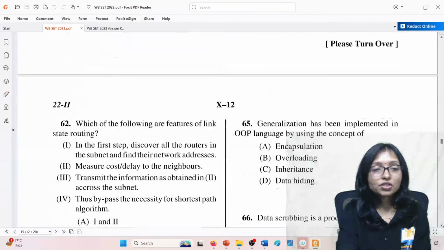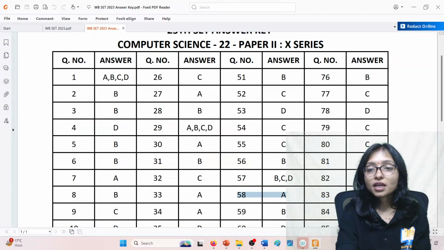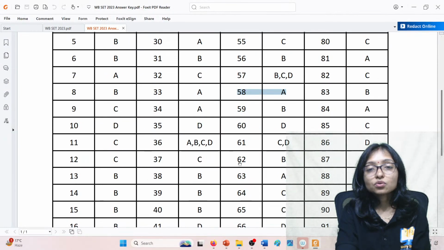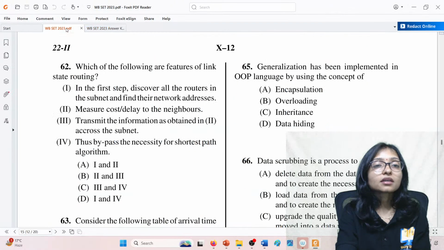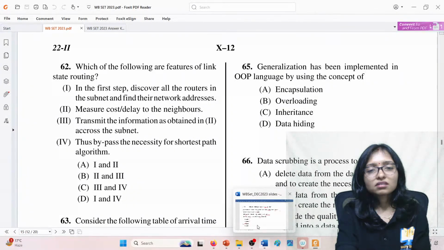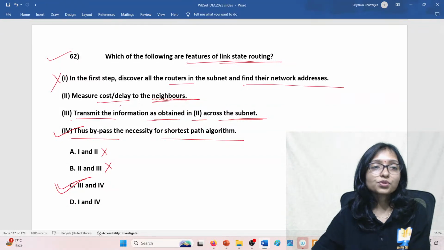This is question number 62. I am always with the official answer key. So for 62, option B is given. But, okay, option B. Sorry.